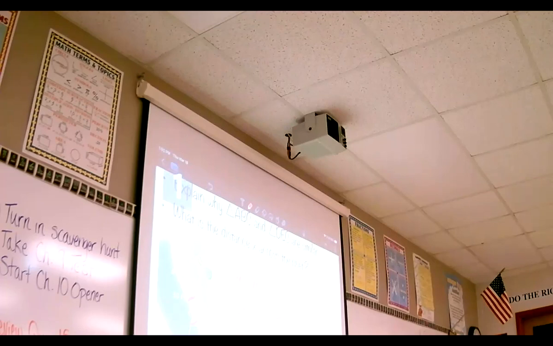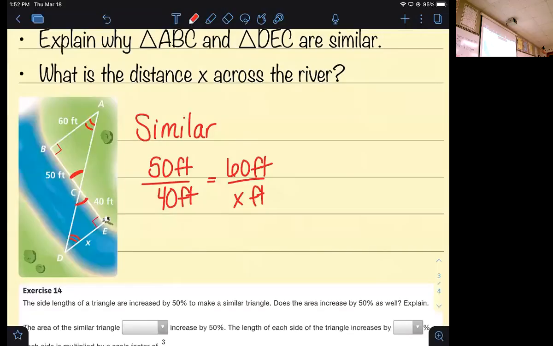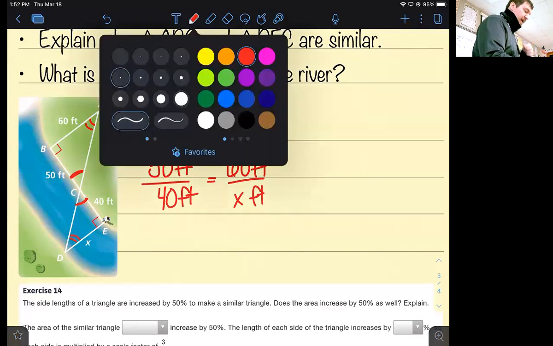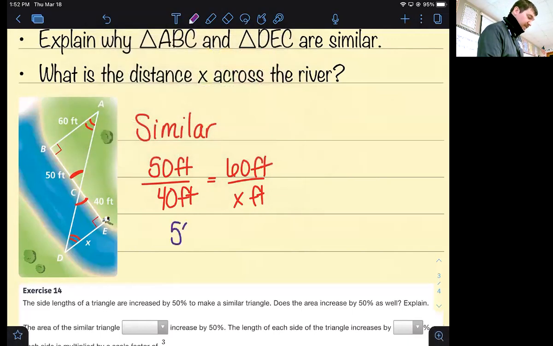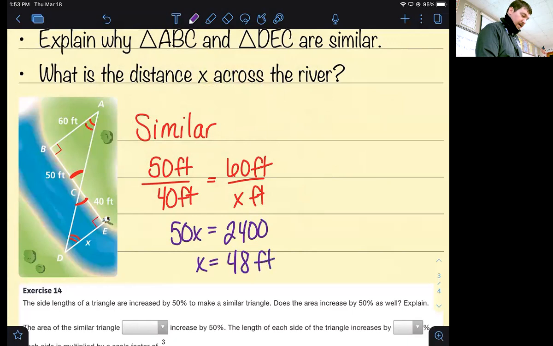Resume recording here. There we go. All right, so we cross multiply. Who knows what 40 times 60 is? 2,400. Okay, and that's going to work out nicely because 50 is going to go into 2,400. How many times? 48. So the distance across the river is 48 feet. There you go. We solved for X by using a proportion, indirect measurement, right? We didn't actually measure. No one measured across the river. We used similar triangles to do that.